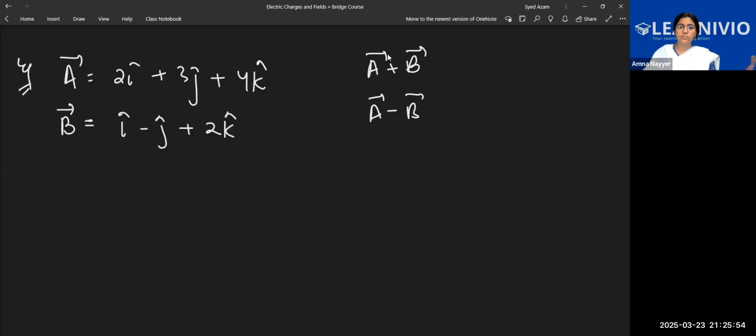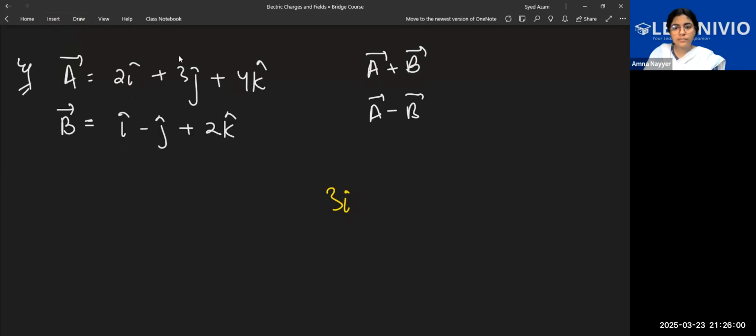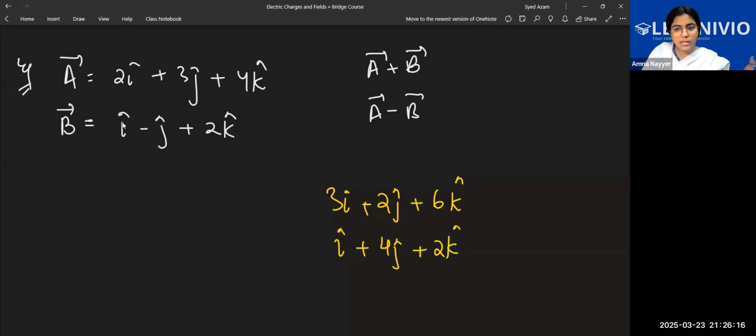Ma'am, A vector plus B vector is equal to 3 I cap plus 2 J cap plus 6 K cap for the first part. And second, I cap plus 4 J cap plus 2 K cap. So 3 I cap plus 2 J cap plus 6 K cap, correct? And I cap, 4 J cap and 2.